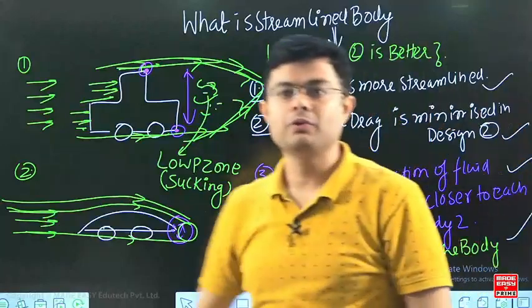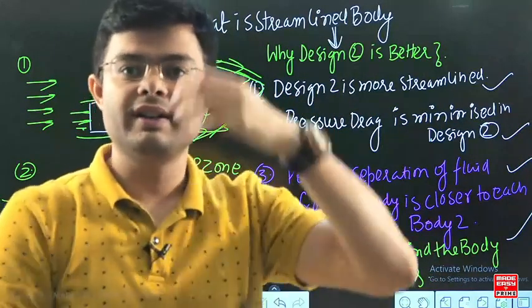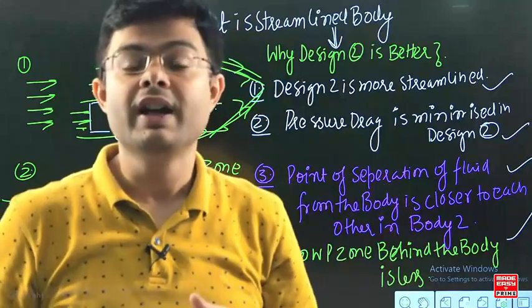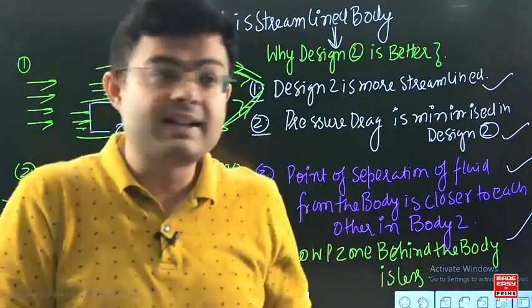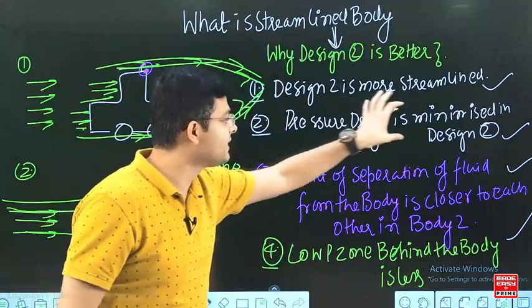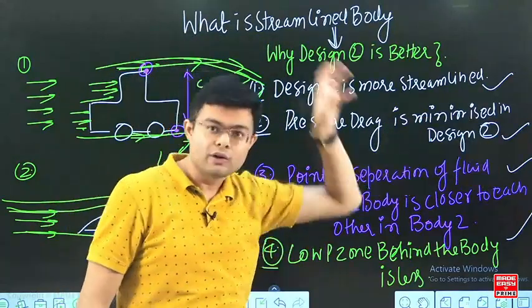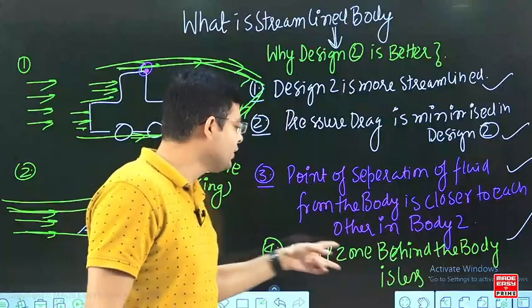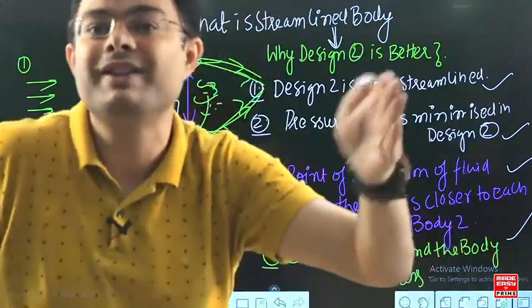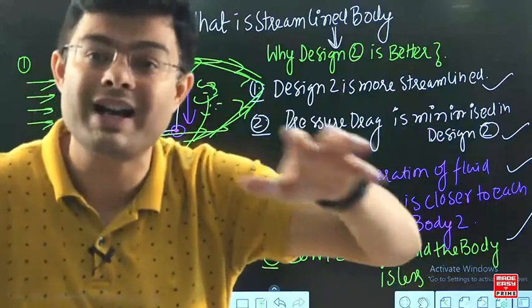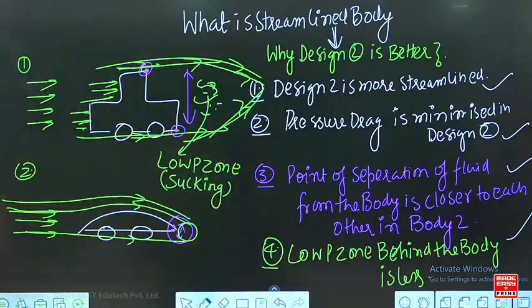So if anybody asks you what is a streamlined body, then your answer should be: a body is said to be a streamlined body if the orientation of the body is coinciding with the flow, such that the pressure drag on the body is minimized and the points of separation of fluid from the body are closer to each other, so that the low pressure zone created behind the body is less. Such a body will be called a more streamlined body.